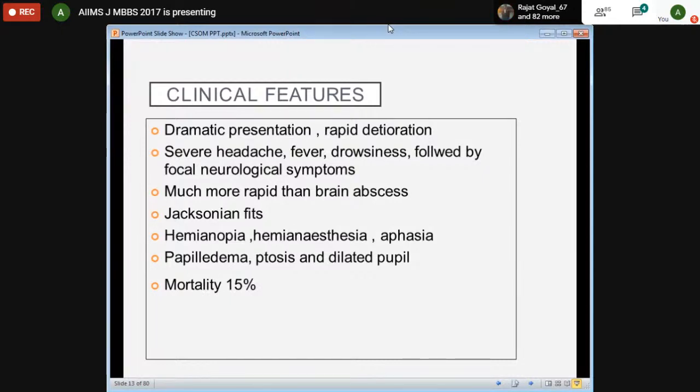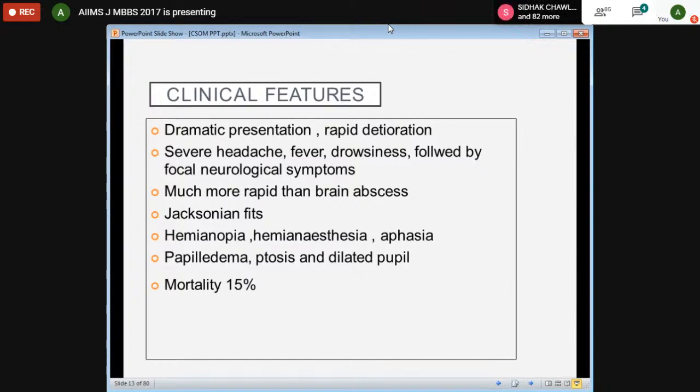Do you remember, children, the dura is thick matter. If there is pus over the dura mater, the underlying brain may not be affected, but the pia mater is thin. So if there is pus below the dura, it may involve the veins over the brain, it may involve the brain matter. That is the reason the patient is having focal neurological symptoms, because the veins, the blood vessels and the tissue get involved.